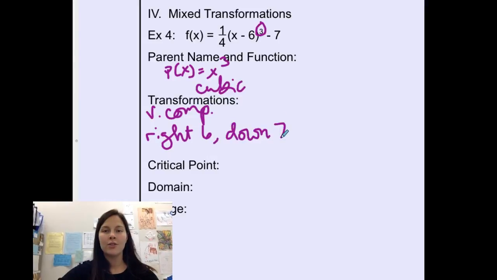The shifts or the translations do affect that critical point. We're going right 6, down 7, so that's our critical point. Our cubic function is an easy one with domain and range. No matter what the transformation, we get all real numbers for domain and range for cubic.